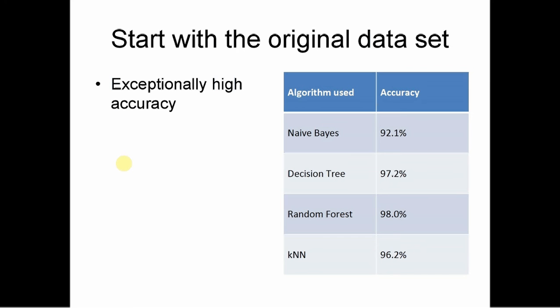First, I tried some simple algorithms on the original dataset. Surprisingly, I got exceptionally high accuracy on the original dataset. But after I did some more research on the dataset, I found out why I got such a high accuracy, which is actually not a good thing.